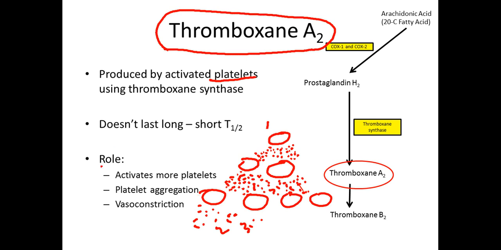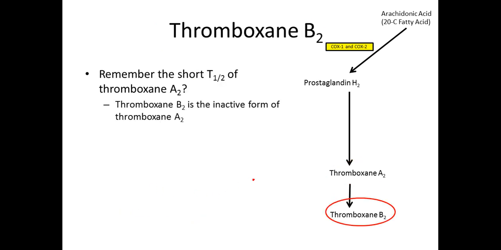It also has some role in vasoconstriction. Let's say you cut yourself. What are you trying to do? Well, you want to create a scab. You want to create a clot so the blood vessel doesn't bleed anymore. But it also makes sense that you want to vasoconstrict, because you want to limit blood flow to that cut so you don't bleed as much. So it has a couple different functions.